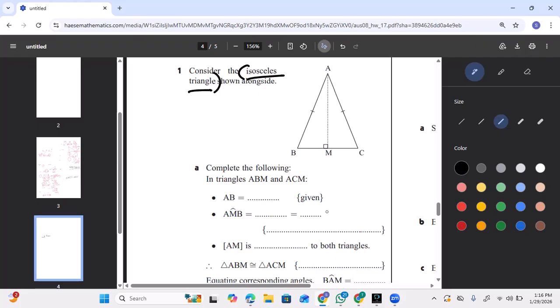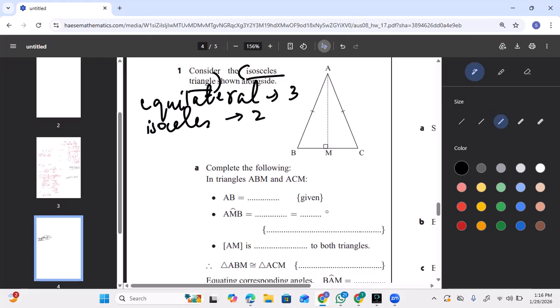Okay, so for an equilateral triangle, you have the three sides equal. For isosceles, you have two sides that are the same or equal, and for a scalene triangle, none of the sides are equal. So for this particular question, firstly we're going to identify how the triangle is isosceles: it has two sides the same, and this third side is not similar to these two sides. That's why this is an isosceles triangle. Okay.